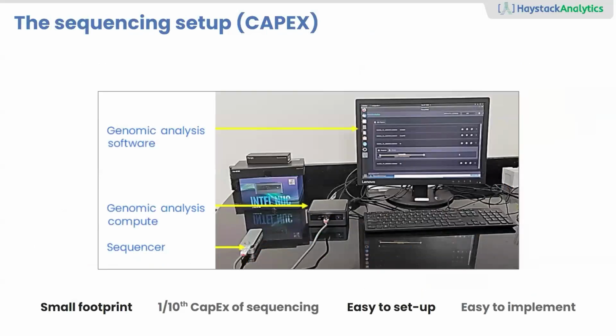So this is the sequencing setup we have discussed. Small footprint, one-tenth of the capex of other sequencing. If you see it, compared to the normal sequencing from Thermo Fisher, it is easy to set up and easy to implement. Next slide, please.